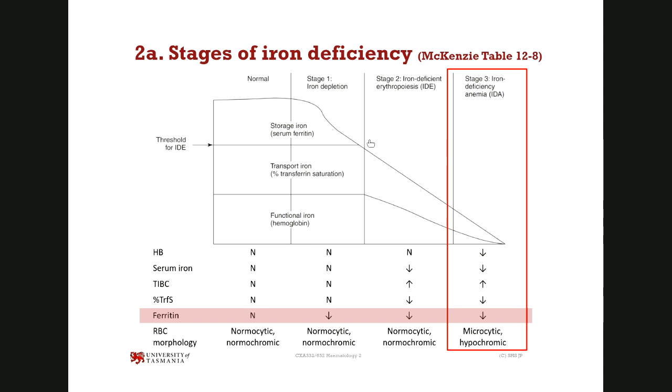And then stage 2 is where we have iron deficient erythropoiesis. So this is where we have exhausted our storage iron, as you can see here. And so what's happening now is that we're starting to eat into the iron that is being transported, or if you like, is in our plasma, that mobile iron. And we're also starting to eat into our functional iron too in our hemoglobin. But what's happening here is that the hemoglobin content of reticulocytes begins to decrease. And this is, as I said, iron deficient erythropoiesis.